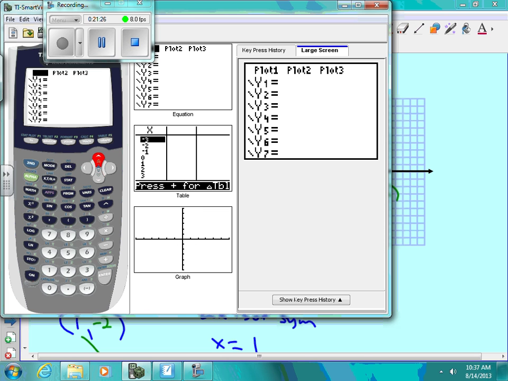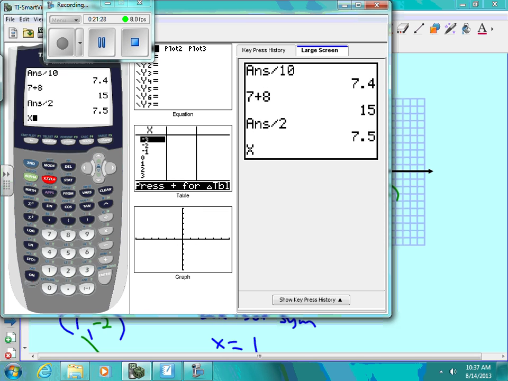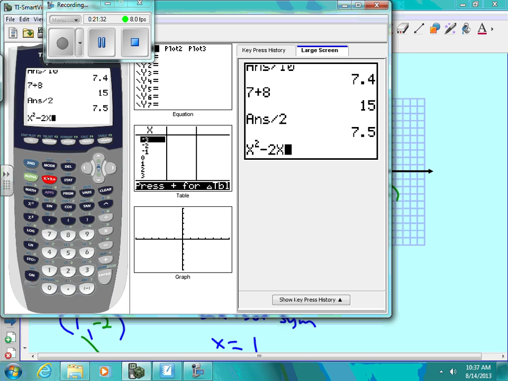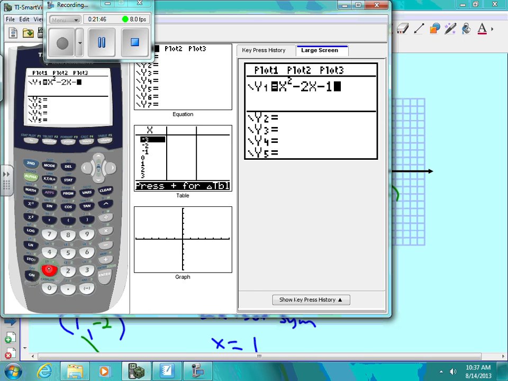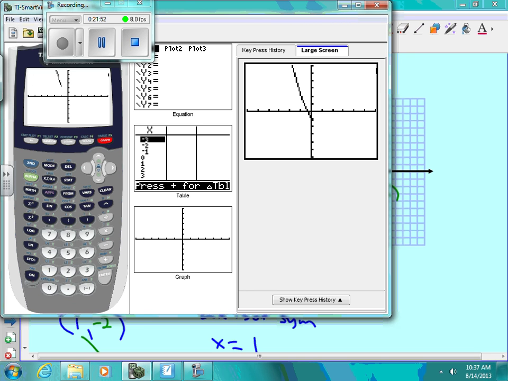And I'm going to type in x squared minus 2x. Oops, wrong place, at y equals. That's what I thought it was. Well, x squared minus 2x minus 1. Sorry about that. You have to go to y equals first. So I put that in the y equals equation. I hit graph, and let's see what we get.